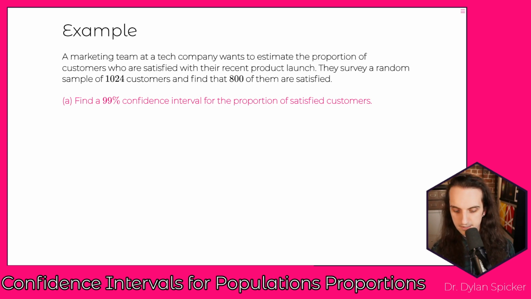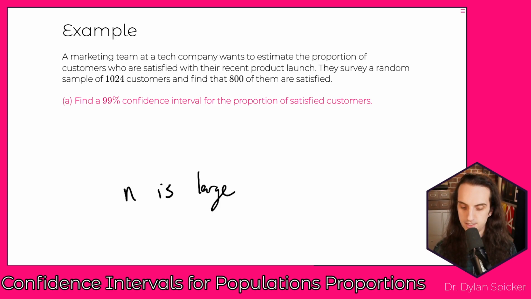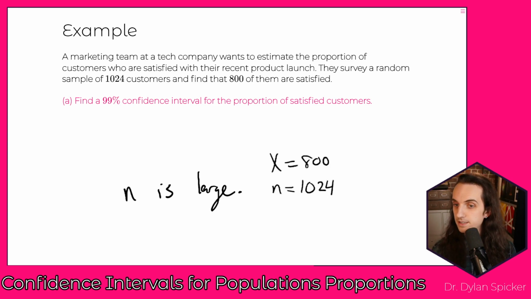So in this case, we have a large n, so n is large, and using the approximation is going to be totally fine. And so then what we want to do is pull out the key pieces of information. So x is going to be 800, n is going to be 1,024. Okay. And the other piece that we need is our alpha. Alpha is going to be 1 minus 0.99, which is 0.01.